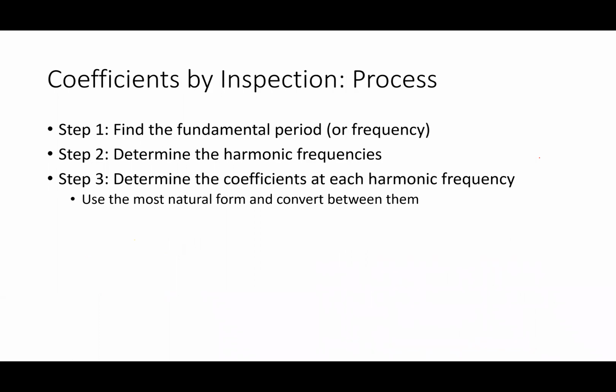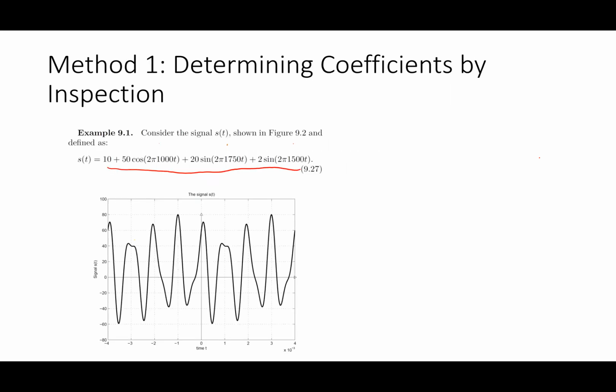In the case of the inspection process, which you got at the beginning of homework 7, there are basically 3 steps. I find the fundamental period, I get the harmonic frequencies, and then I get the coefficients of those frequencies, using whatever form is the most natural. So when I look at this waveform, this is what we did last time. The sine cosine version of the series is the easiest one to look at.